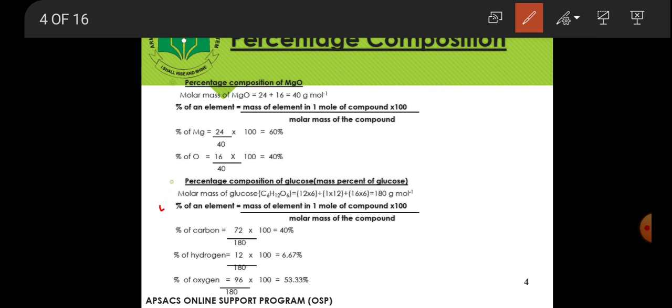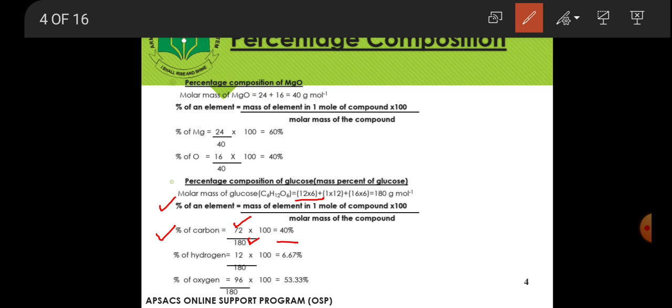Now, in order to calculate the percentage of an element, the formula is percentage of an element equals mass of element, that is the mass of carbon, the mass of hydrogen and mass of oxygen in 1 mole of compound, divided by molar mass of the compound, multiplied by 100. So let's calculate the percentage of carbon in glucose. The mass of carbon is 72, that is 12 multiplied by 6, equal to 72, divided by 180, which is the molar mass of glucose, multiplied by 100.